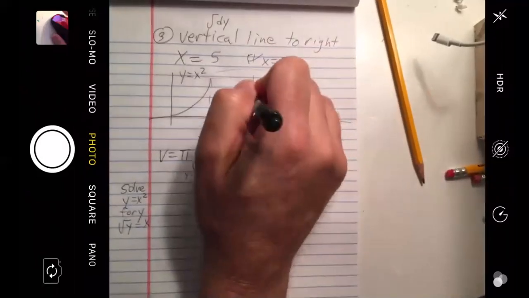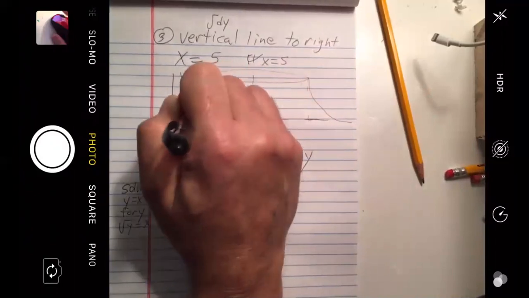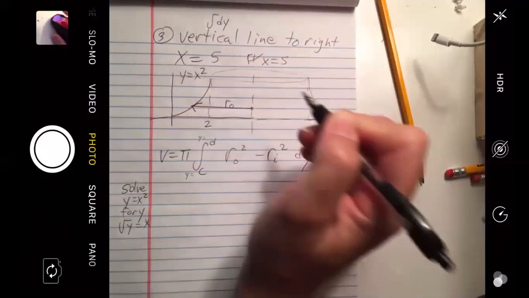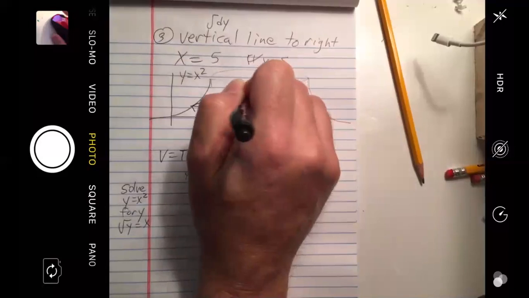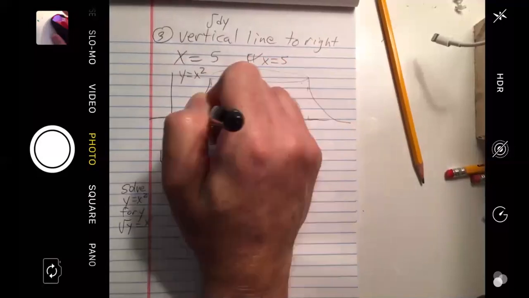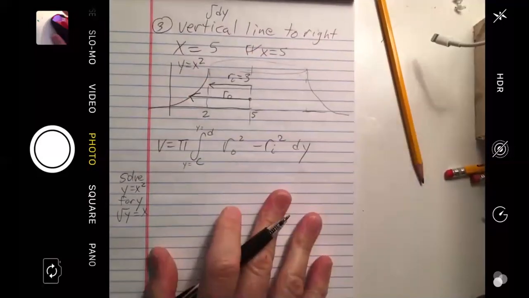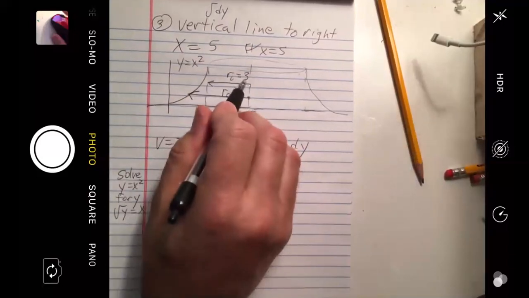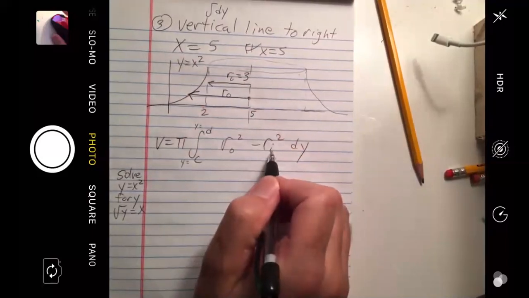Your outer one, again, you start on the line and draw to the outer part of the boundary. That would be your r outer. Your inner one goes to the inner part. See, that kind of looks like a rectangle. That's the easy one here. Can you tell that's 3? Your 5 here minus 2, that distance has got to be 3. So that inner radius on this one is just a straight 3.